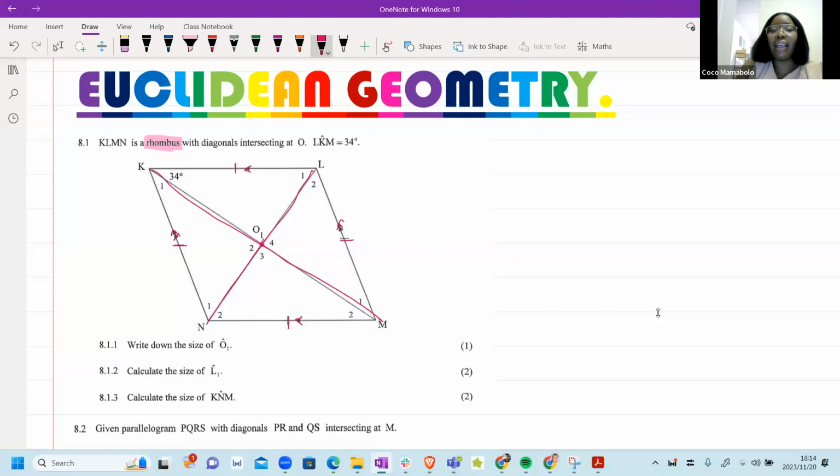That means that this side is equal to this side, and this side is equal to this side. Good. It divides into equal parts, but specifically in a rhombus, it also bisects at a particular angle here in the middle. What do we know about the angle here in the middle? What angle do we get where they bisect?